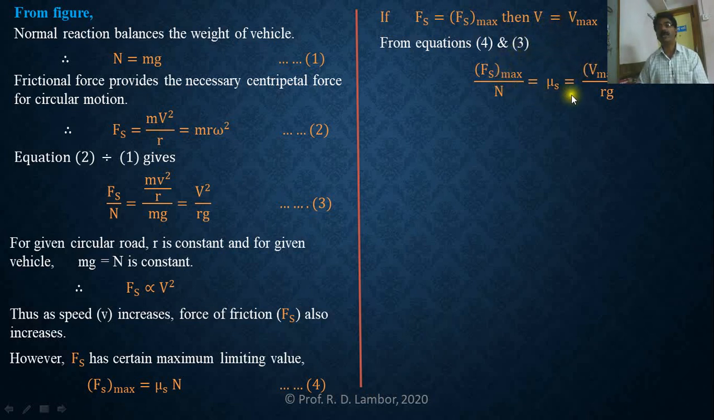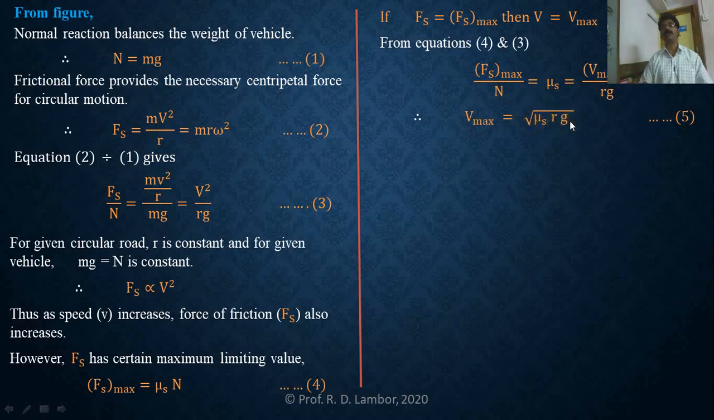From this equation, you can change it somewhat. See here, Vmax square upon Rg. If you shift this Rg to the left, then you get R mu s into Rg. And after that, if you take the square root, you get this relation: Vmax equals root of mu s Rg.